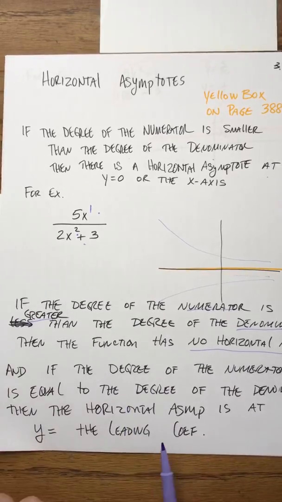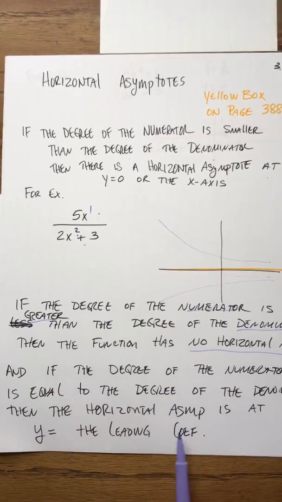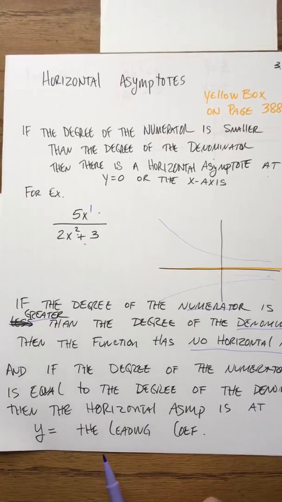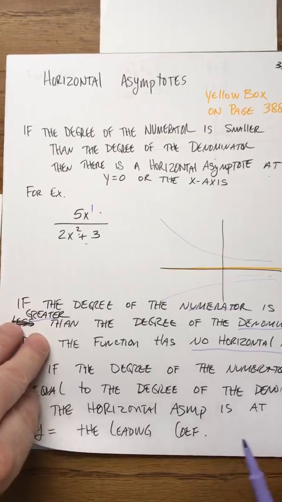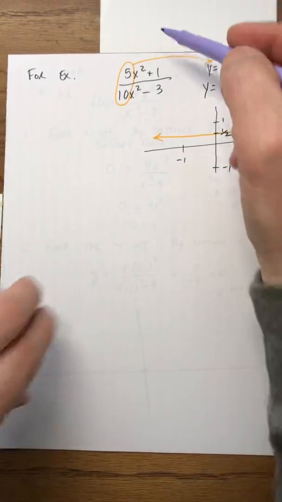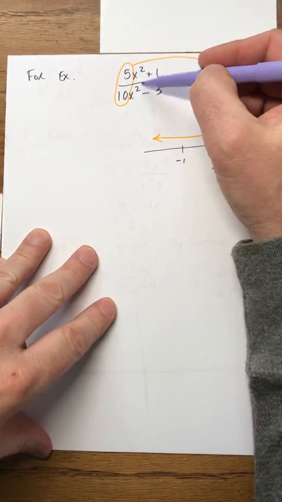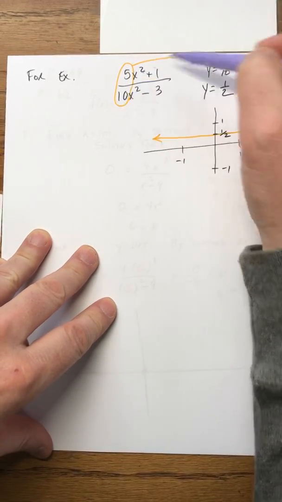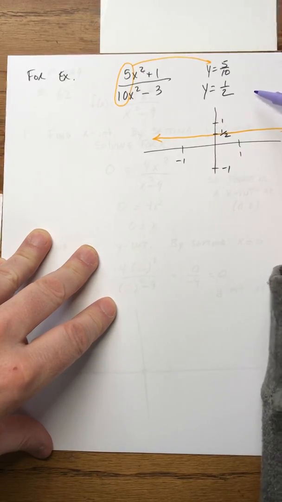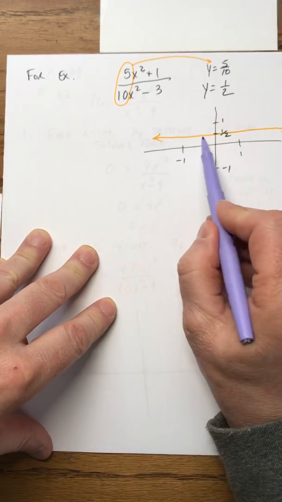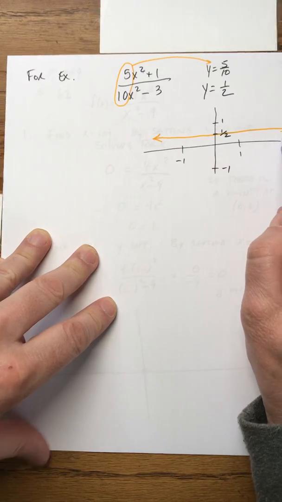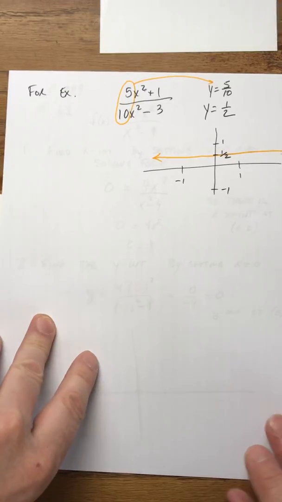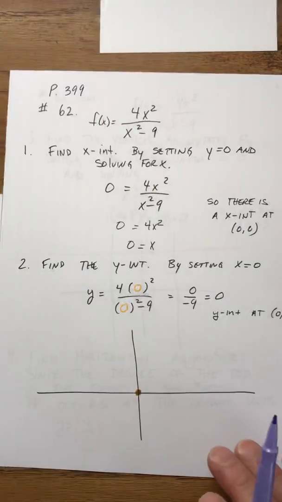And if the degree of the numerator is equal to the degree of the denominator, then we have a horizontal asymptote at y equals the ratio of the leading coefficients. I'll show you this one. Here, the numerator and the denominator have the same degree. So the asymptote occurs at 5/10, which is 1/2. And at y equals 1/2, we have an asymptote up there. So you can look at these again. You can pause the video to see how this all works again, and you'll be doing some examples.